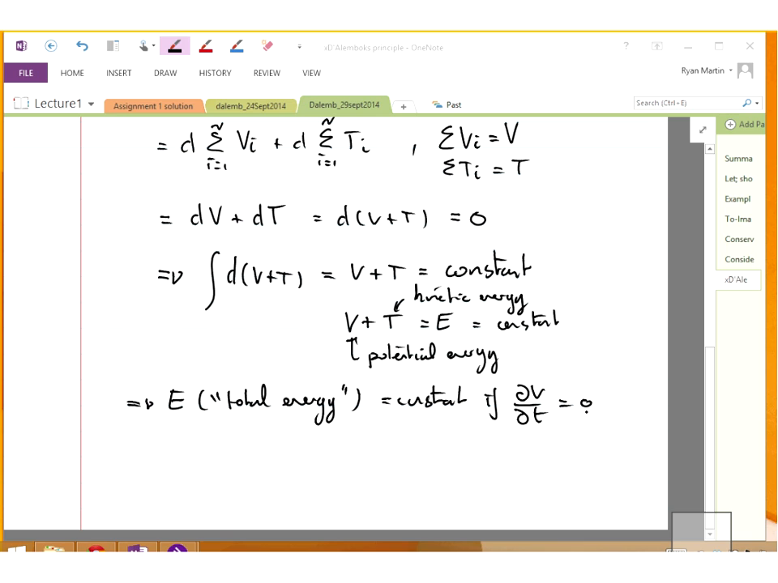Okay, so it's quite beautiful, right? Because when you wrote those equations down, you didn't think we were going to end up with something so pretty as T plus V equals a constant. So that's quite nice with this framework.